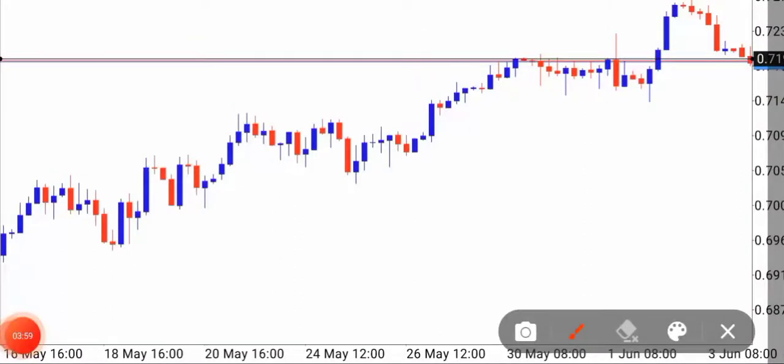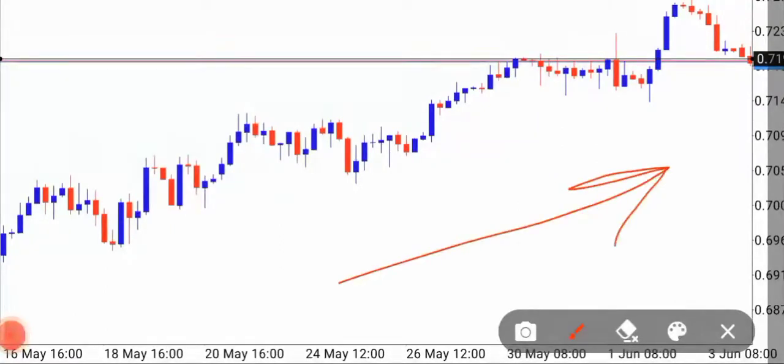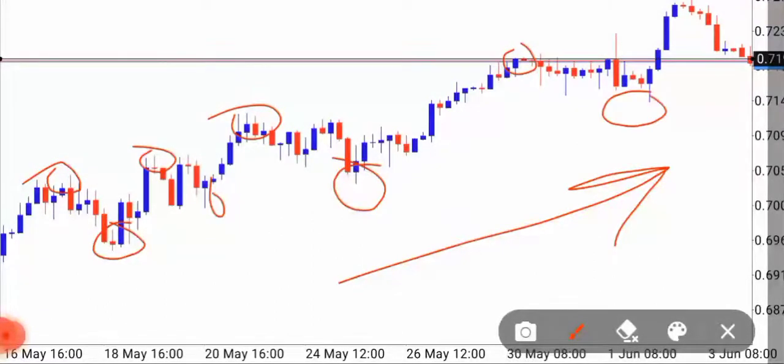So why did I start buying? If you look at this chart, you will see that the chart is in an uptrend. Looking at it from hindsight, you see that it's in an uptrend going towards the upside, and it has a series of higher highs. These are the higher highs, and these are the higher lows.